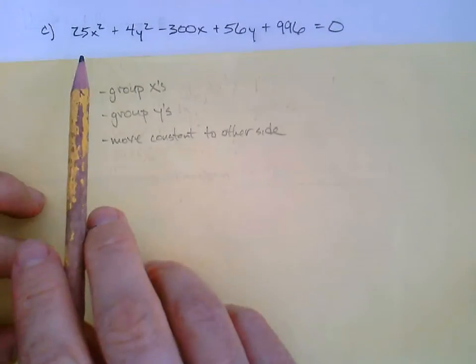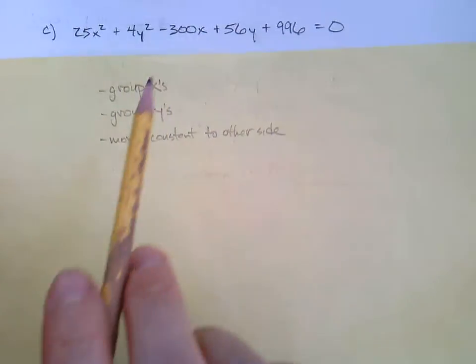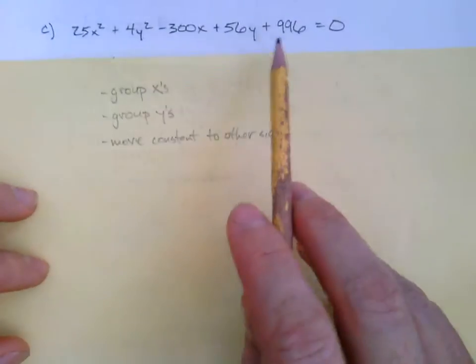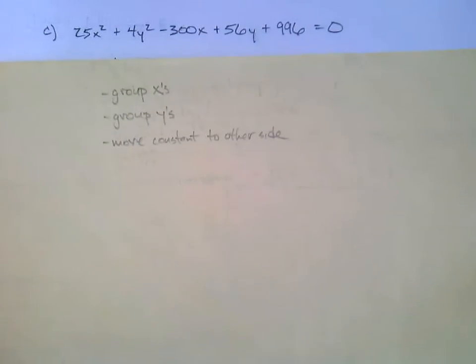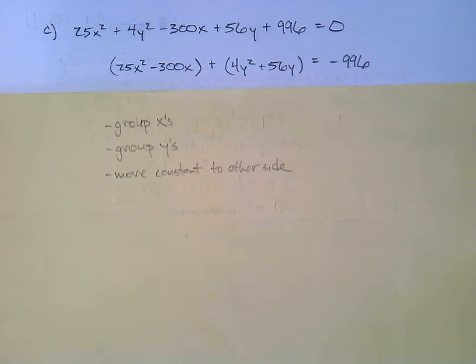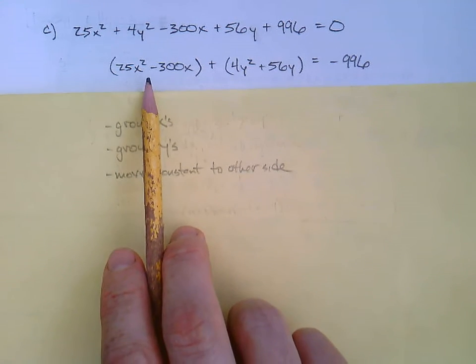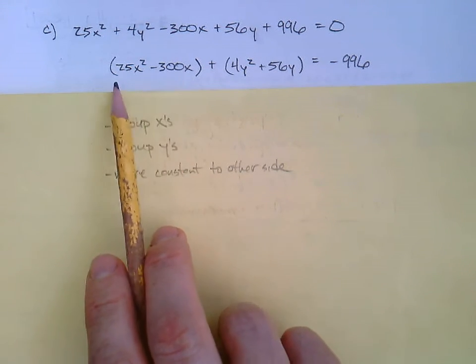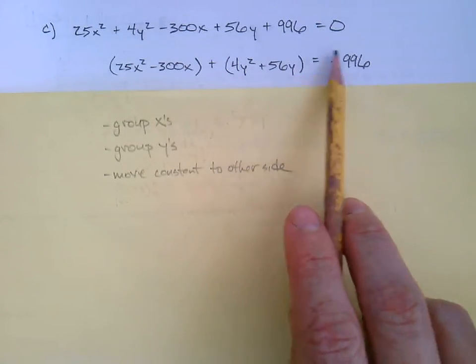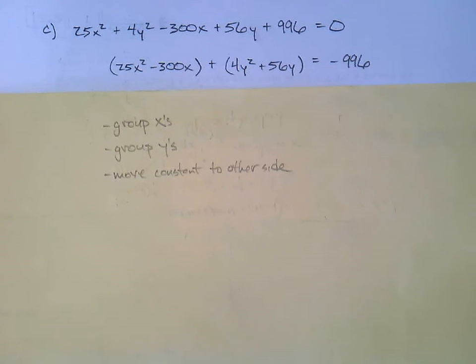So here's what we mean. Put the x's next to each other and throw some parentheses on them. Same thing with the y's, parentheses, and then we're going to subtract that 996. Sorry, my camera is trying to find its focus. I think it needs more on the screen to keep it steady. All right, so here we go. We put the x's next to each other with a set of parentheses, plus there's the y's with the parentheses, and we've subtracted our constant to the other side.